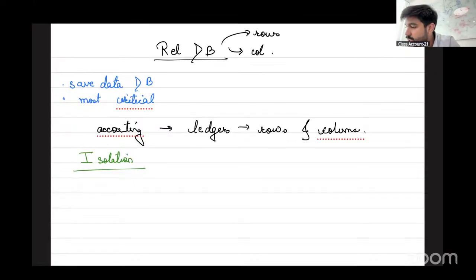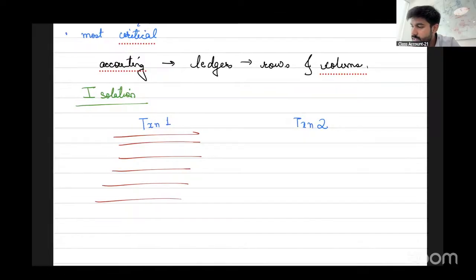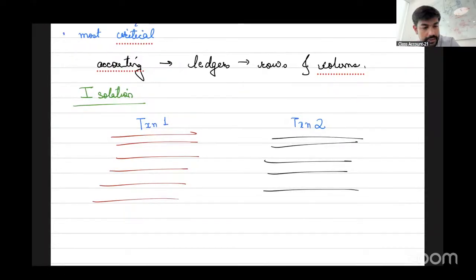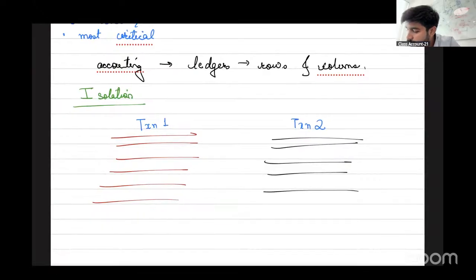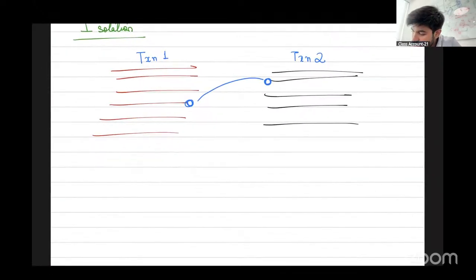Okay, what is isolation? Let's first think that this is transaction 1, this is transaction 2. For this, let's say we have 4 5 lines, and for this we have 3 4 lines. Now when we are at this line and this line, how should they behave with each other?